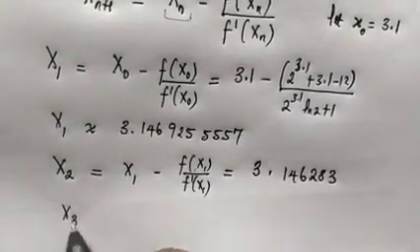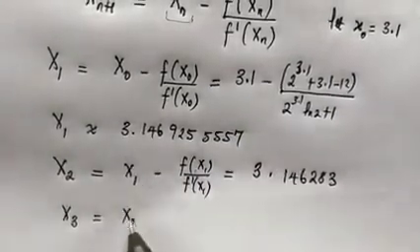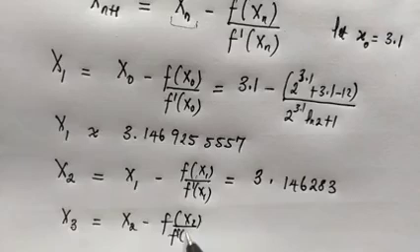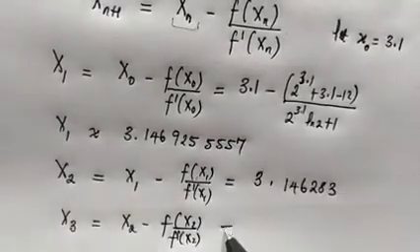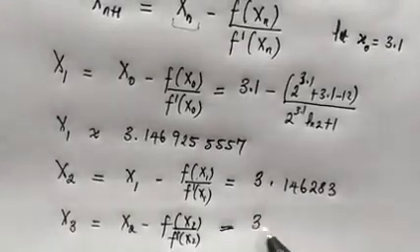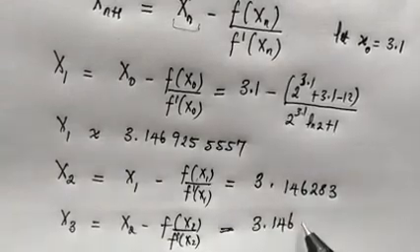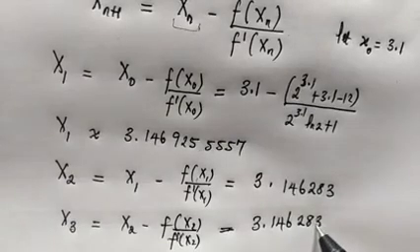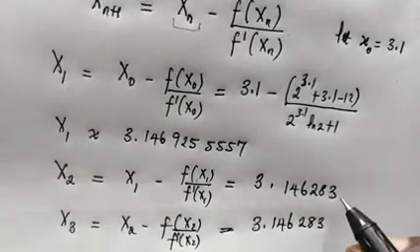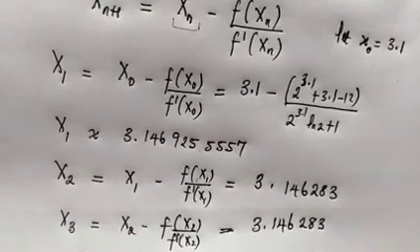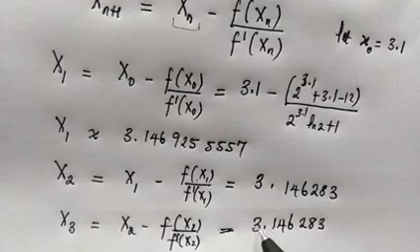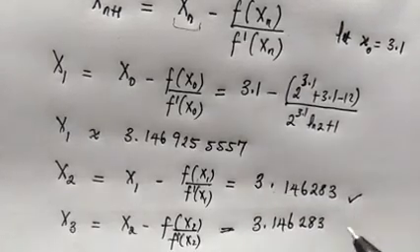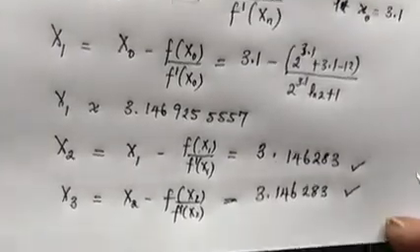Then we check for x sub 3. X sub 3 is going to be x sub 2 minus f of x sub 2 divided by f prime of x sub 2. So if you check this one out, this is giving us a repeated value of 3.146283. And we can see x sub 2 and x sub 3 are the same. So if you continue, you keep getting 3.146283. So this is telling us that this is our solution, right?